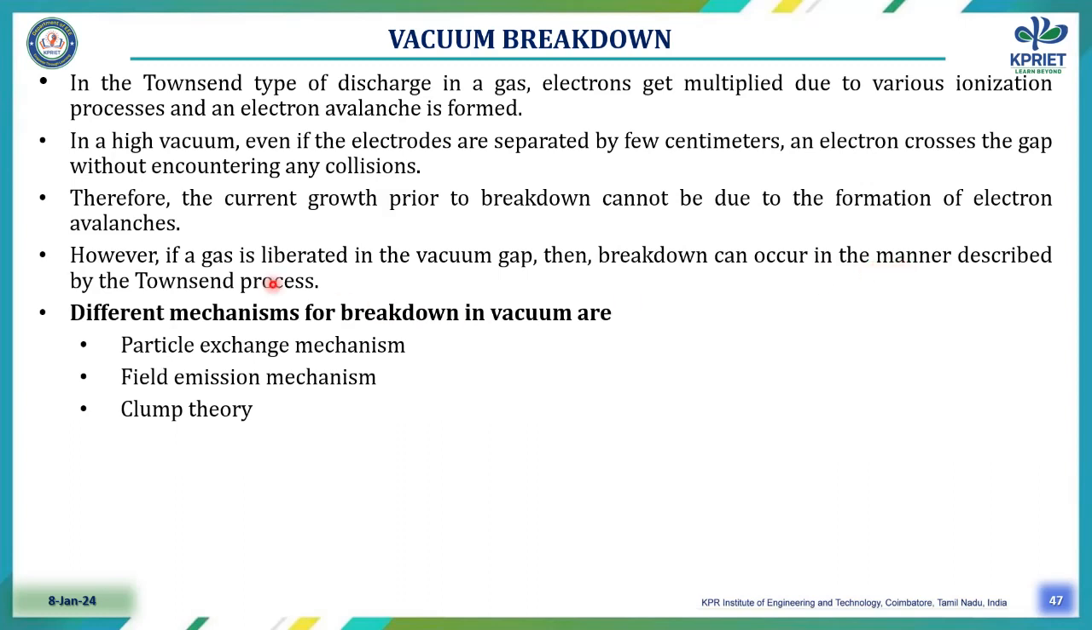However, if a gas is liberated in a vacuum gap, then the breakdown will occur in the manner described by the Townsend process. In the same manner, the breakdown will take place even in the vacuum medium as well. The different mechanisms for breakdown in vacuum are the particle exchange mechanism, the field emission mechanism and the clump theory.